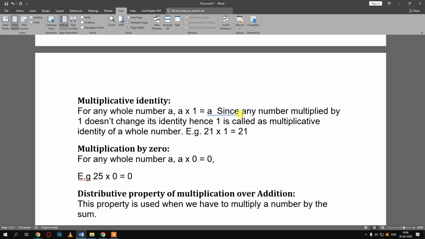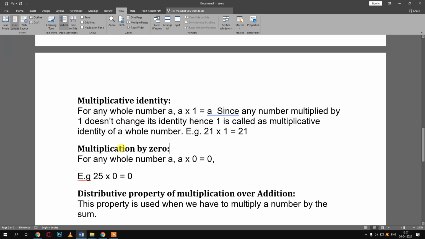So we can say since any number multiplied by 1 does not change its identity, hence 1 is called the multiplicative identity of a whole number. 1 is called what? 1 is called the multiplicative identity of a whole number. 21 into 1 is 21 obviously. So 1 is known as the multiplicative identity because we get the same number in the answer when you multiply any number by 1. It means 1 is not changing the identity of any number. The identity remains the same. That's why 1 is our multiplicative identity.